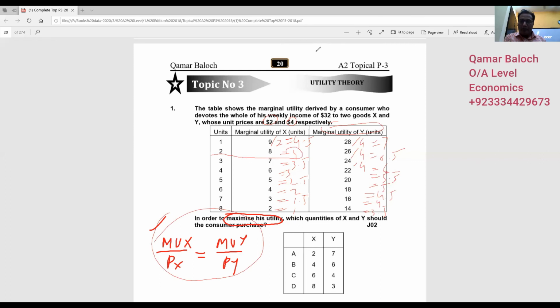Marginal utility of X over price of X is equal to 4. And when we consume the 7th unit of Y good, again marginal utility of Y divided by price of Y is equal to 4. So 4 is equal to 4. The condition of the utility maximization rule is satisfied here. So the consumer will be maximizing utility when he is consuming 2 units of X good and 7 units of Y good, and his utility is maximized here.